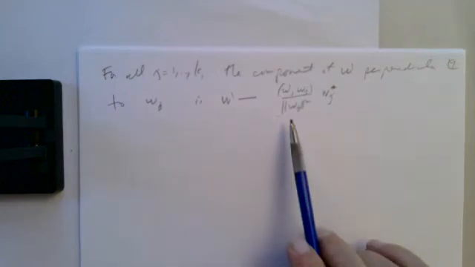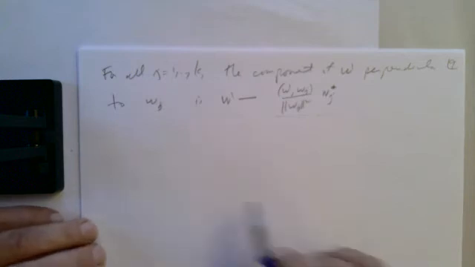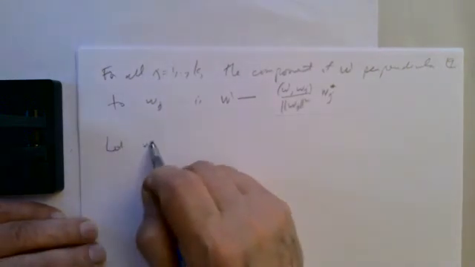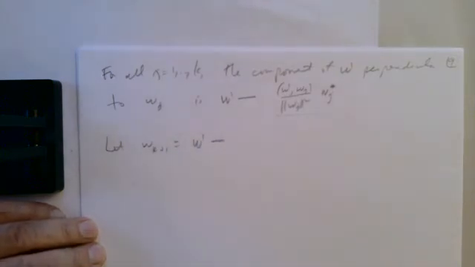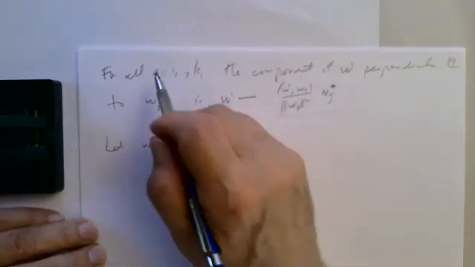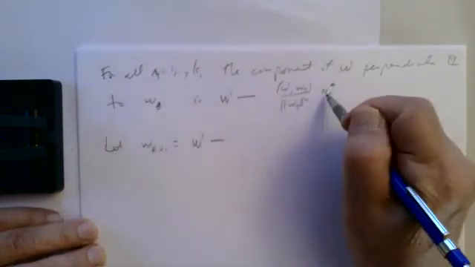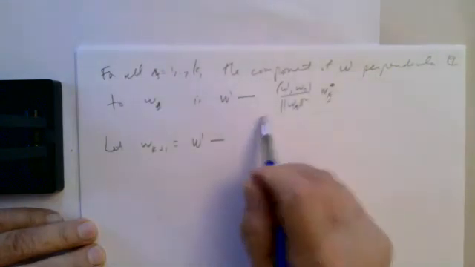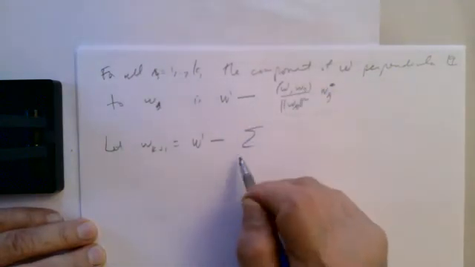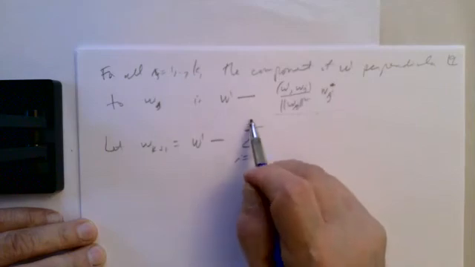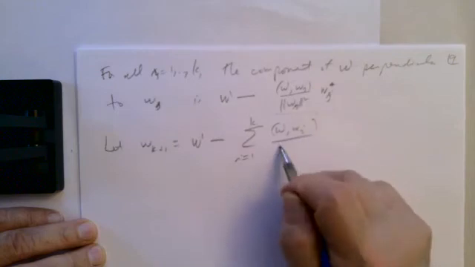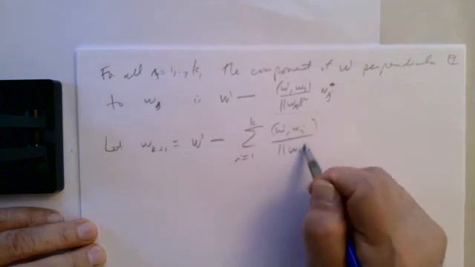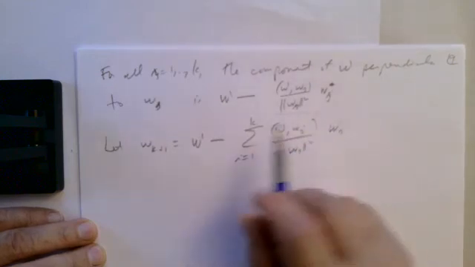And what I'm going to do is just subtract all of these components and see what happens. So that WK plus 1 be equal to W prime minus, let me call this i, all of these components. Summation, i goes from 1 up to k, the inner product of W prime and Wj over the length of Wj squared, times Wj.